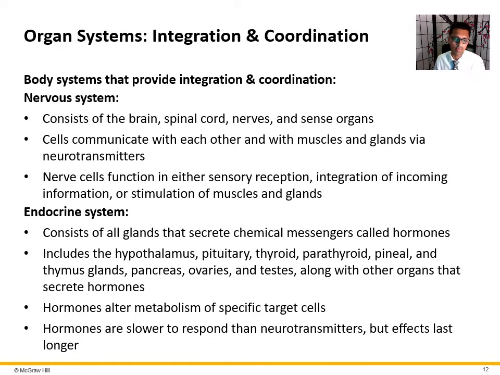The hypothalamus, pituitary gland, thyroid gland, parathyroid, pineal gland, thymus glands, pancreas, ovaries, and testes secrete hormones. The difference between the nervous system and the endocrine system is that the nervous system is a fast reaction, boom, boom, boom, boom. The endocrine system will say, okay, I need to release this hormone, and by the time it reaches the target organ, it might take a while. But once it reaches that target organ, it will have a longer lasting effect. So hormones are slow to respond compared to neurotransmitters, but they last longer.